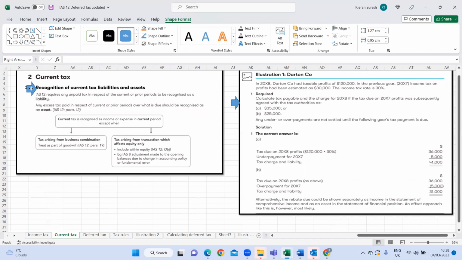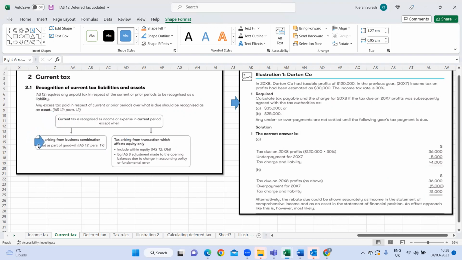It is basically the recognition of current tax liability. With respect to the current period, we can have a current tax liability. That means when we have to pay the tax authorities, it will be a current tax liability. At the same time, if you're supposed to recover tax from HMRC, it will be a current tax asset. Generally, current tax is charged to the profit and loss account as an expense debit, and the credit would be to the current tax liability.